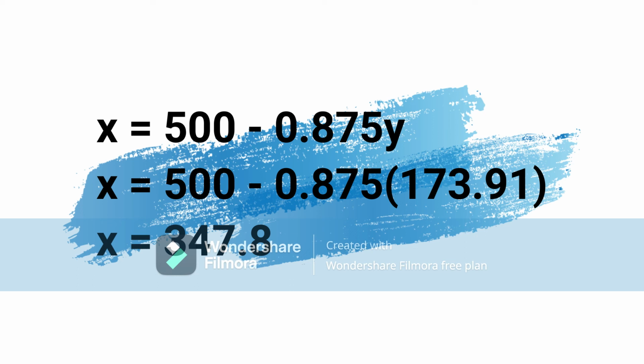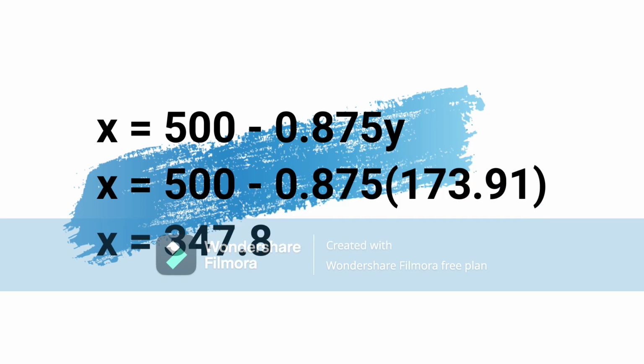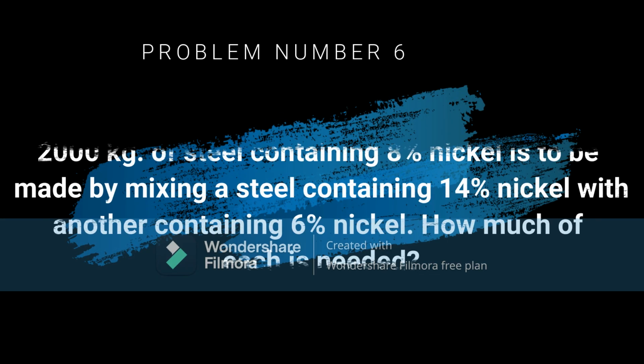Therefore, the large excavator excavates 347.8 cubic meters of earth in an hour while the smaller one excavates 173.91 cubic meters in an hour. Problem number 6. 2000 kilograms of steel containing 8% nickel is to be made by mixing a steel containing 14% nickel with another containing 6% nickel. How much of each is needed?